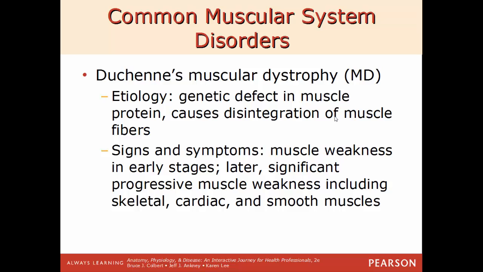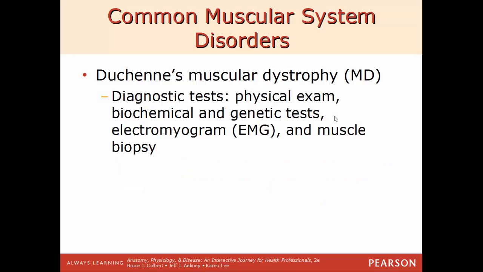Etiology is a genetic defect of a very particular muscle protein, the protein that helps keep the muscle fibers together during contraction. Some common signs: muscle weakness in the early stages, and as you get later on, a progressive muscle weakness, including skeletal and cardiac and smooth muscle. Diagnostic tests for MD: physical exam, genetic testing, biochemical testing, EMG, and also a muscle biopsy.